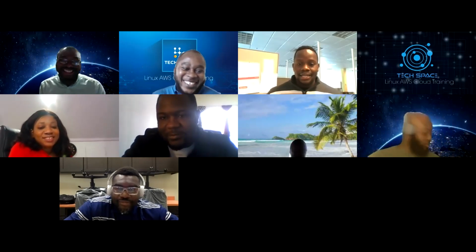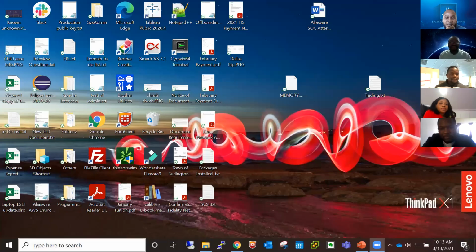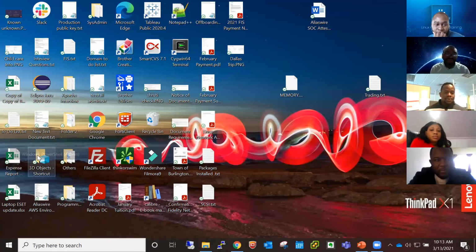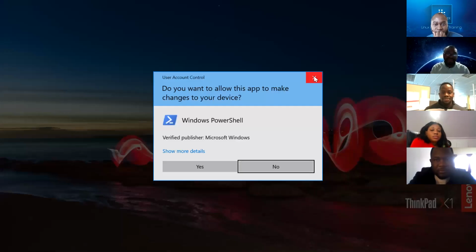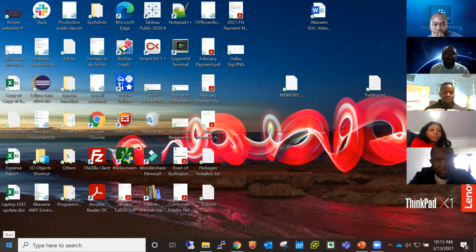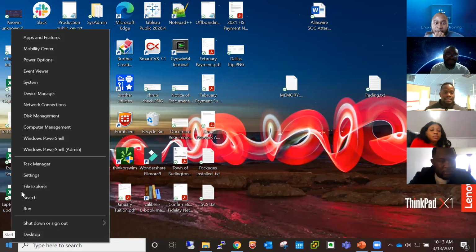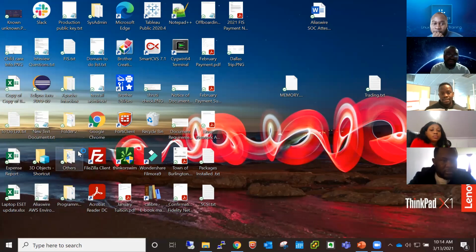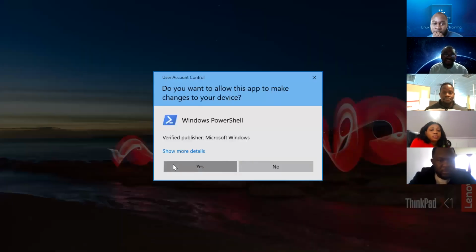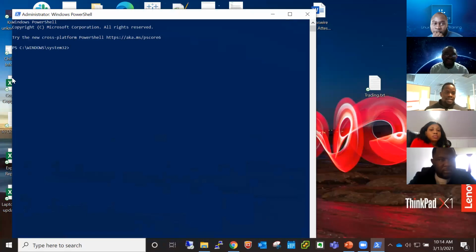All right, guys. Let me do a screen share and start off with that as our teaser for today. All right. Can you guys see my screen? Yes. All right. So I'm rushing through it. What I did, I went on my Windows tab, I right-clicked, and then I went to Windows PowerShell admin. And this opens up this prompt.